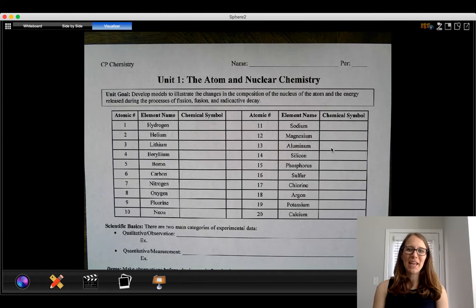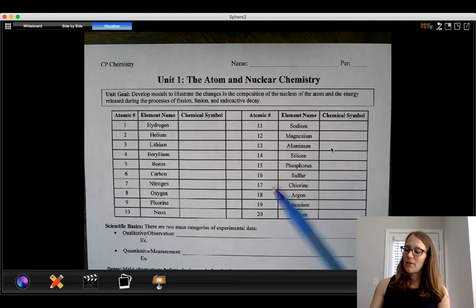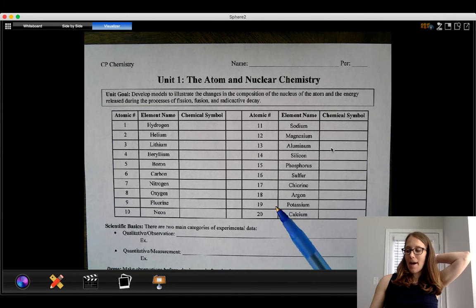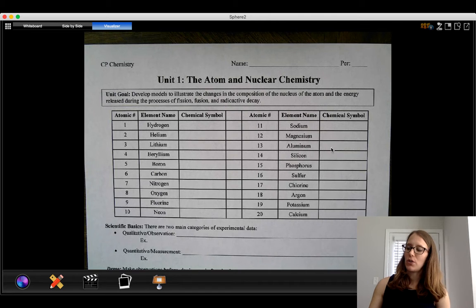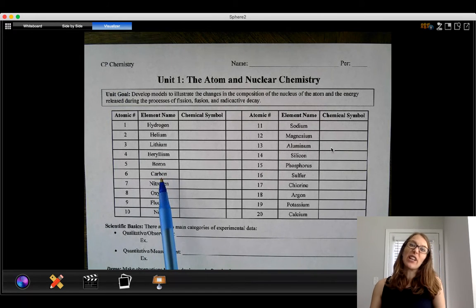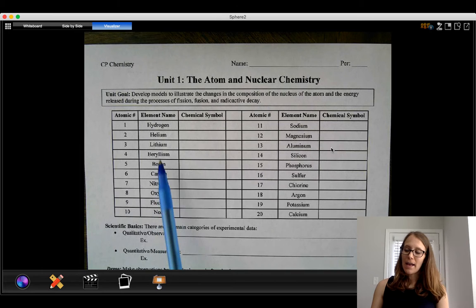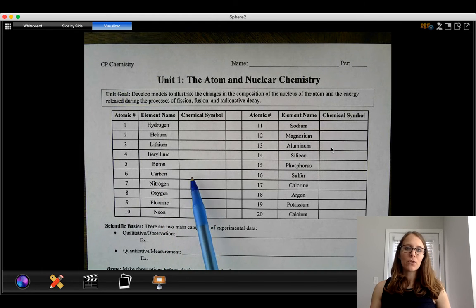Hello and welcome to page 1 of the Unit 1 notes. The first part of this packet, we are going to be looking at just some fundamentals of chemistry. The first part on here is some of the really common elements, their names, and then the chemical symbols. So you'll use your periodic table to find these.